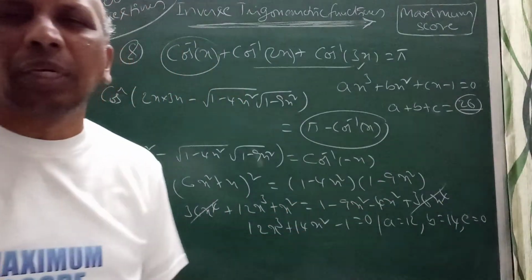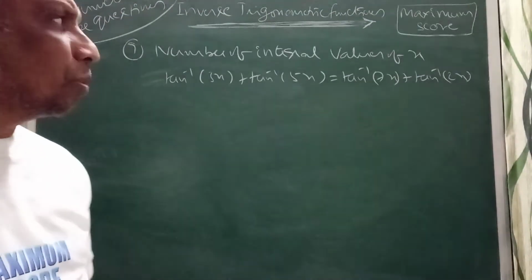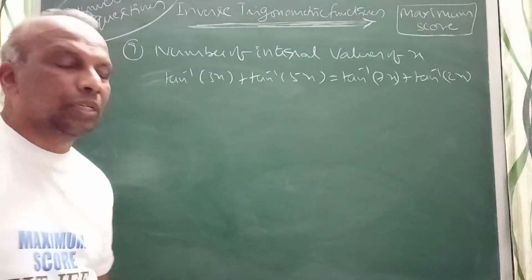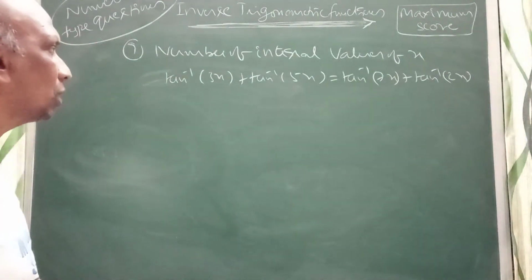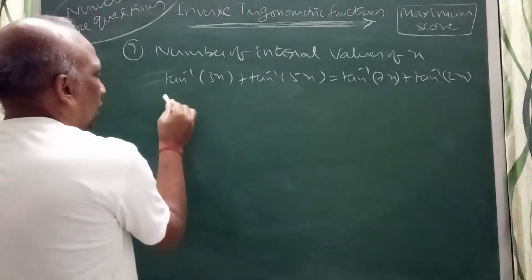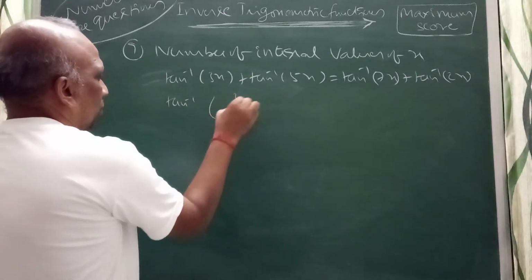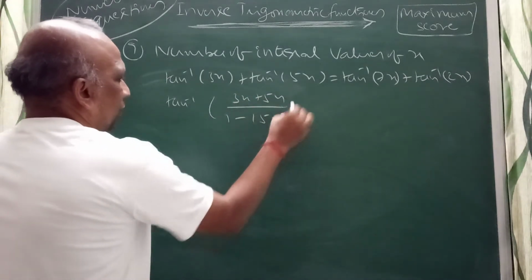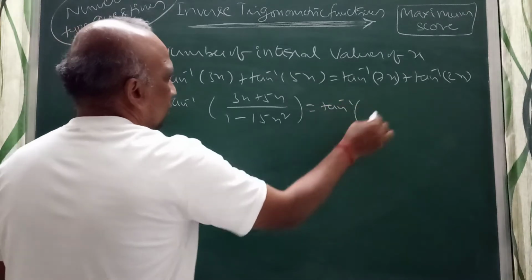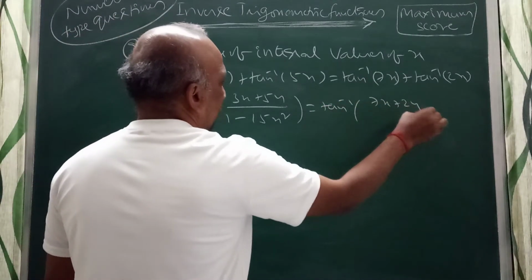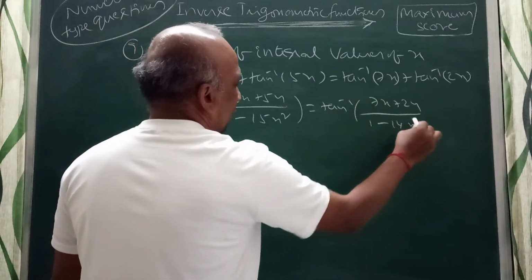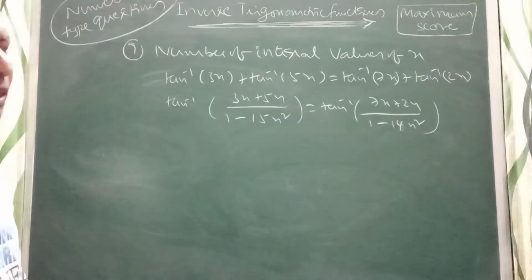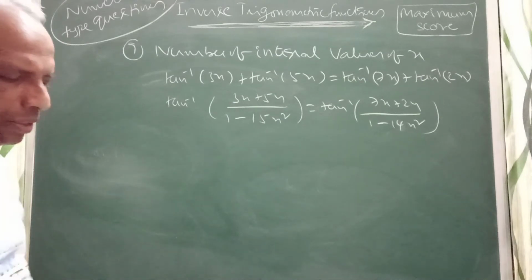In this one they are asking the number of integral values of x that satisfy this equation. When they are asking the number of integral values of x, apply tan inverse x plus tan inverse y. Tan inverse of 3x plus 5x by 1 minus 15x square equals tan inverse of 7x plus 2x by 1 minus 14x square, right? I can simplify like this.